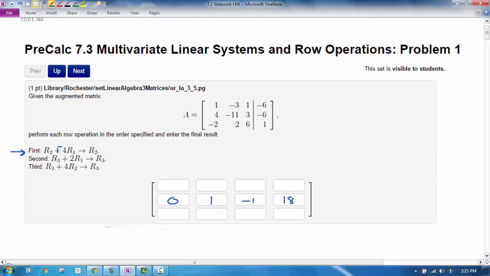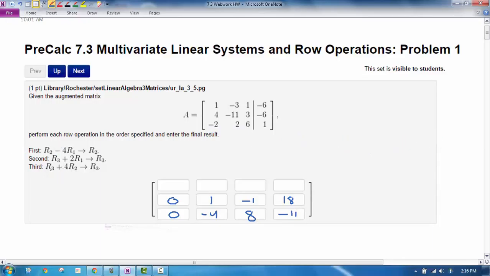So the next one then tells us to take row 3 plus 2 times row 1. So I'm going to write 2 times row 1 right here. And that gives me 2, negative 6, 2, negative 12. Now I'm going to add that with row 3, which is the last one. And that gives me 0, negative 4, 8, and 1 plus negative 12 is negative 11.